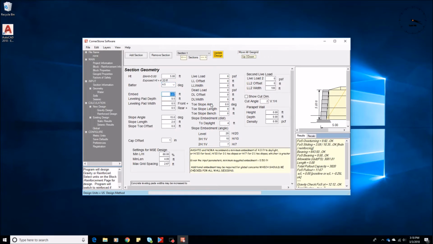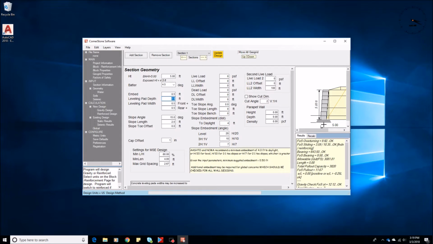Embedment is depth below grade. The minimum is 5% of height for a level toe slope, 5% H over 20. A 3-to-1 toe slope will be H over 10. A 2-to-1 toe slope will be H over 7. This program does not design embedment for toe slopes. That information has to be input by the user. So we're going with 6 inches there.